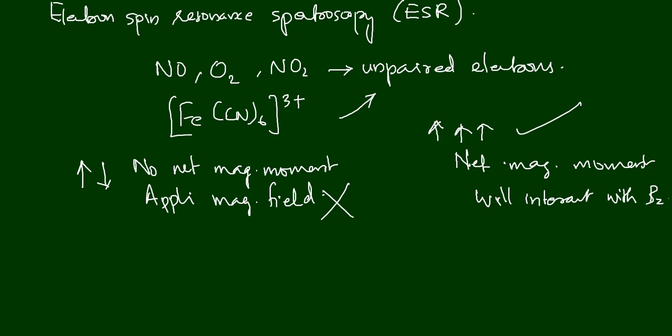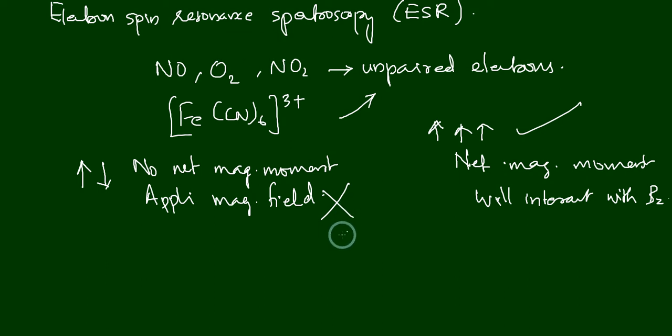So this type of species, the molecular species or ions or radicals or complexes which contain unpaired electrons in their orbitals, will have a net magnetic moment, and they will interact with an applied magnetic field. And it is this property that we are going to harvest in order to get the electron spin resonance spectrum. And this technique is called electron spin resonance spectroscopy.